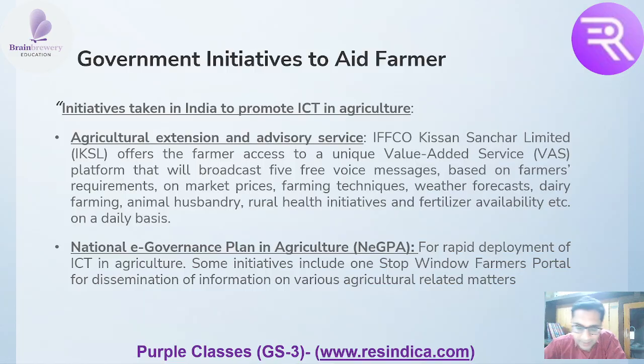So we will be going ahead with this topic. The government came up with a lot of tools, whether related to agriculture extension, fertilizer distribution, information dissemination, or providing precision farming. So the government has come up with various types of tools. Let's start with one of them.